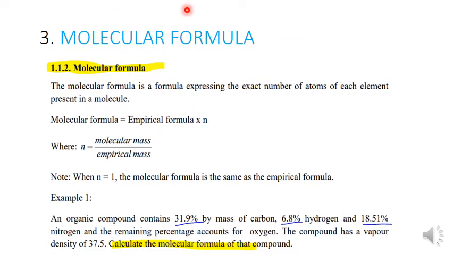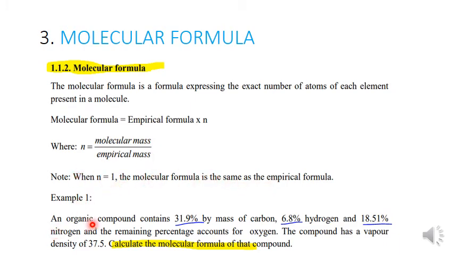How to calculate molecular formula? Molecular formula is a formula to express the exact number of atoms of each element present in a molecule. Molecular formula is equal to empirical formula times n. This n is equal to molecular formula divided by empirical formula. When n is 1, the molecular formula is the same as the empirical formula.